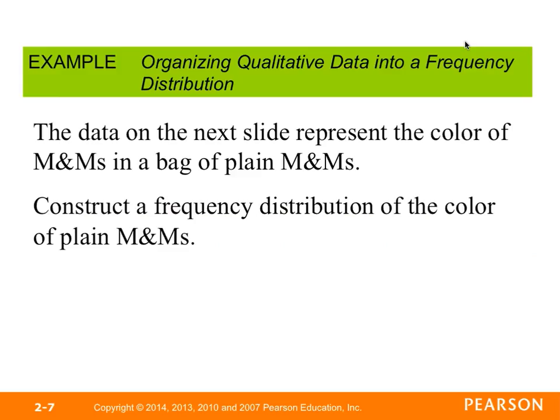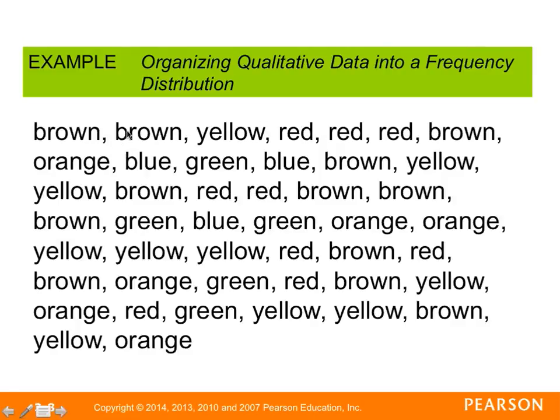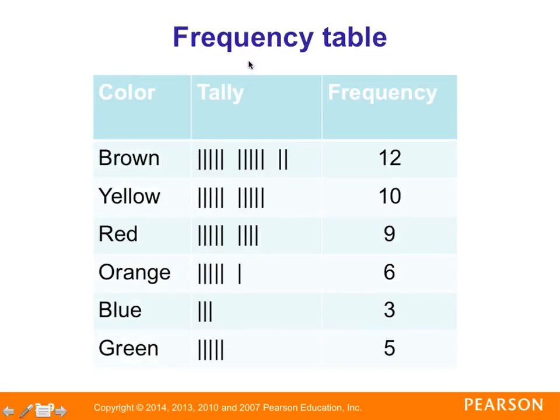So if we take a look, the next slide represents data that was collected by recording the color of M&Ms in a bag of plain M&Ms. And then we constructed a frequency distribution of the colors. So you'll see here listed, someone took out an M&M and recorded the color: brown, brown, yellow, red, red, red, and they just did this for the entire bag. So a frequency table just takes the category, which in this case is color, and it lists all of the possible colors. So brown, yellow, red, orange, blue, green.